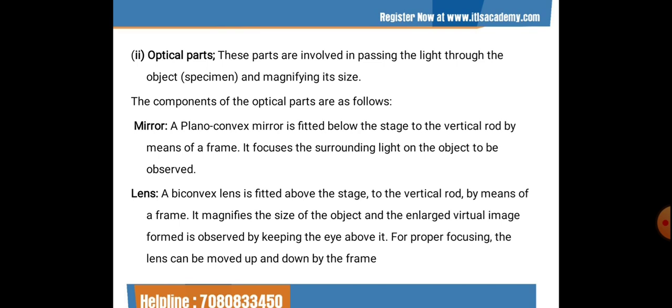Mirror: a plano-convex mirror is fitted below the stage to the vertical rod by means of a frame. It focuses the surrounding light on the object to be observed.